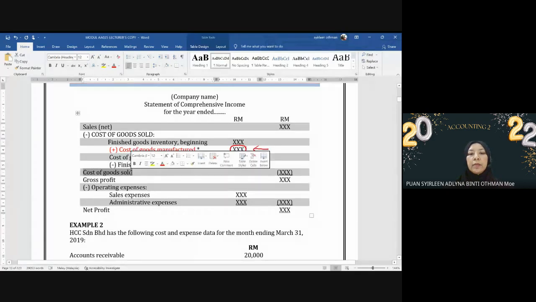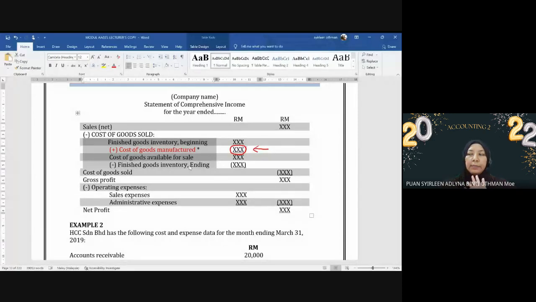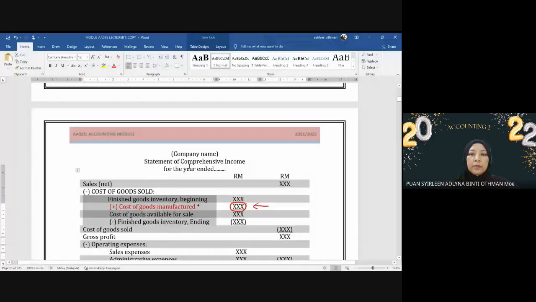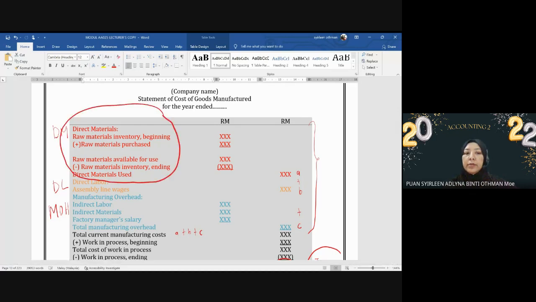Sama. Cuma bezanya, dekat dalam ni, you tak nampak langsung purchase. Okay, kenapa? Sebab saya tak purchase barang siap. Saya purchase bahan mentah. So di mana saya kira apa-apa saja yang berkaitan dengan bahan mentah, that will be here. Di sini. Okay, so your purchases for your raw materials semua akan ada kat sini.